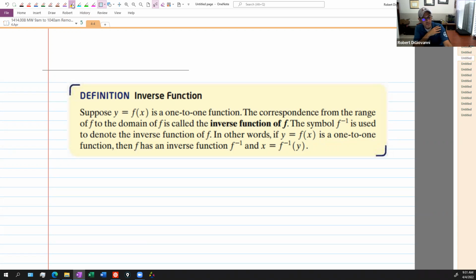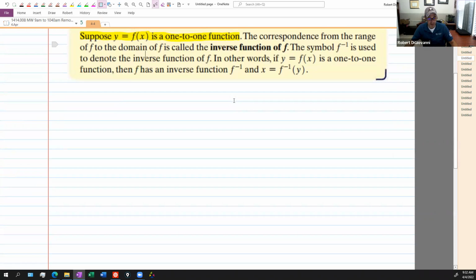So we start off with this. Suppose that you have a function of x, right? Because I'm using that notation f of x, that tells you that you have a function. And suppose that it's one-to-one. Okay, so I've got some one-to-one function, passes both the vertical and horizontal line test. The correspondence from the range of f to the domain of f is called the inverse function of f. The symbol f with the little -1 up on the top right is used to denote the inverse function of f. In other words, if y equals f of x is a one-to-one function, then it has an inverse function.